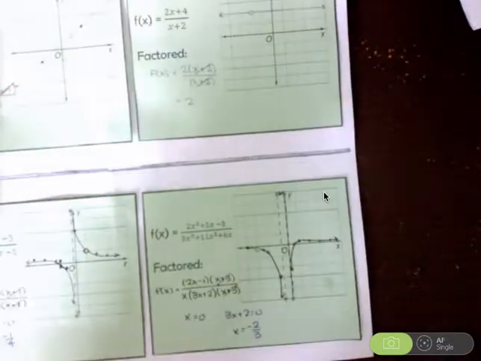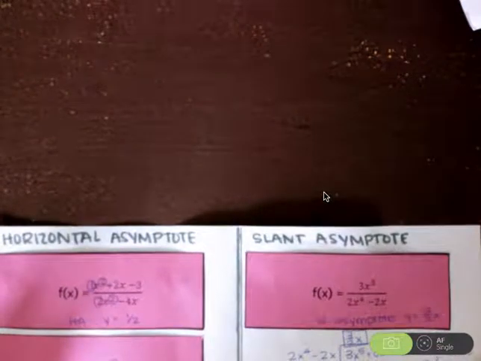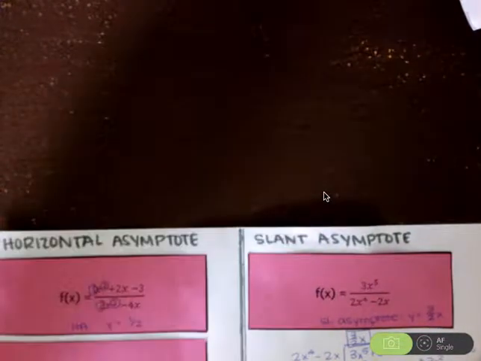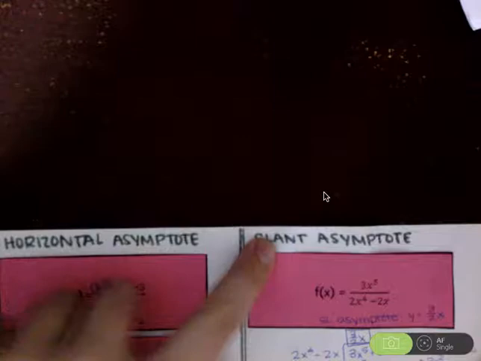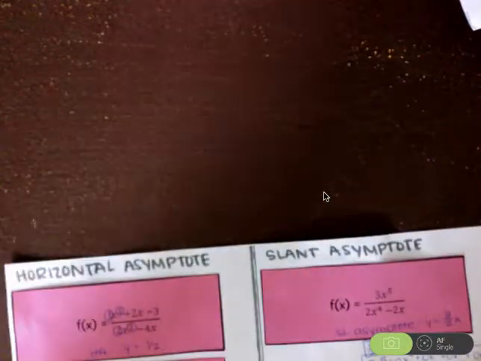Okay, so I didn't have you guys yesterday cut out your pink pages, so go ahead and do that. And then flip your paper over to the back. You're going to label it as horizontal asymptotes and slant asymptotes. So you'll have the green on the front, pink on the back. You're going to cut out your pink slips, and then graph each equation.